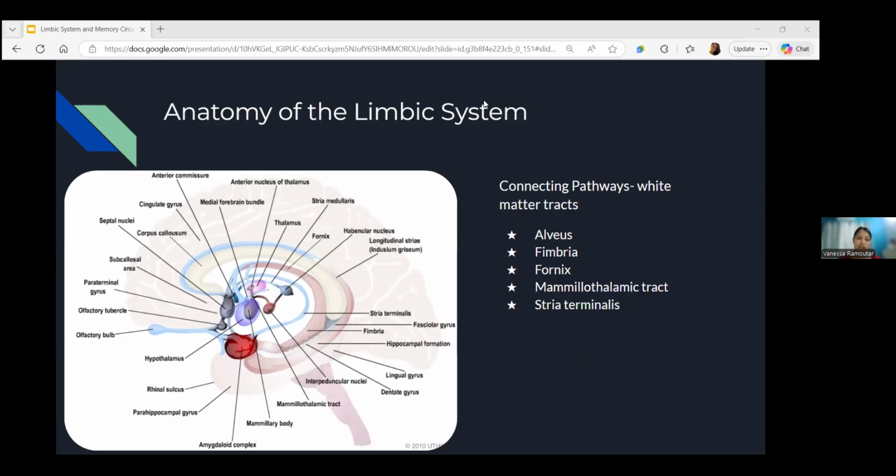The fornix is a large bundle of projection fibers which connect the hippocampus to the mammillary body and is the sole efferent system of the hippocampus. There is one fornix in each cerebral hemisphere, but they are so closely fused that they usually are described as one single structure. The mammillothalamic tract is a prominent bundle of fibers which carry impulses from the mammillary body to the anterior thalamic nuclei.